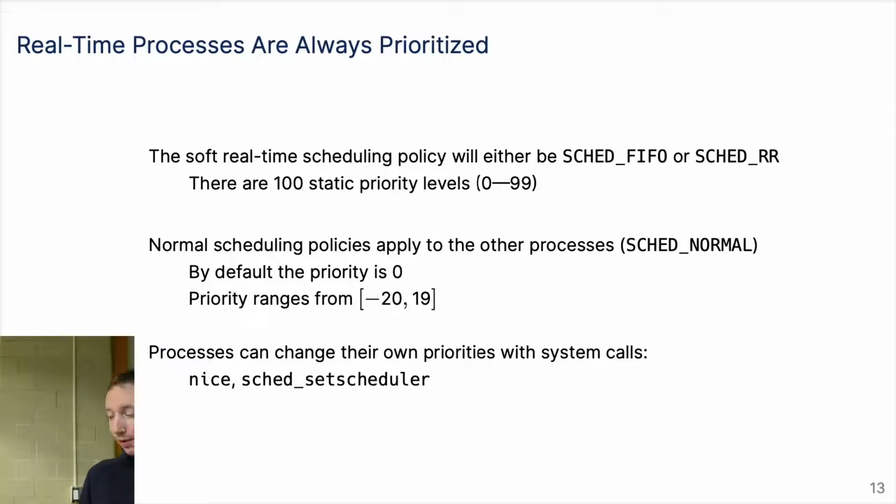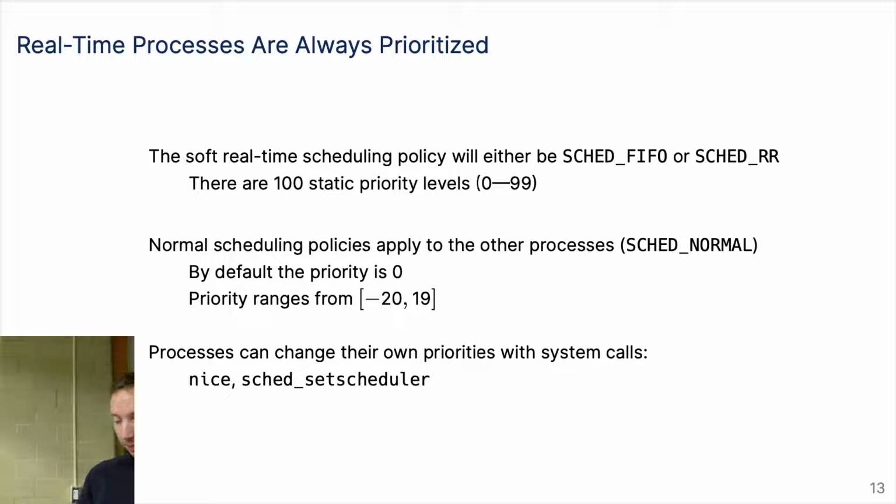The soft real-time processes are always going to be prioritized, and this is where it gets weird if you want to read the priority numbers on Linux. So for soft real-time, the scheduling policy will again be either first come, first serve, or round robin. Historically, there are 100 static priority levels, 0 to 99, with 0 being the lowest and 99 being the highest. And then annoyingly, the normal scheduling that applies to processes goes under the name SCHED_NORMAL. The default priority is 0, and the priority ranges for those processes are -20 to 19, where -20 is the highest and 19 is the lowest, which is kind of bad.